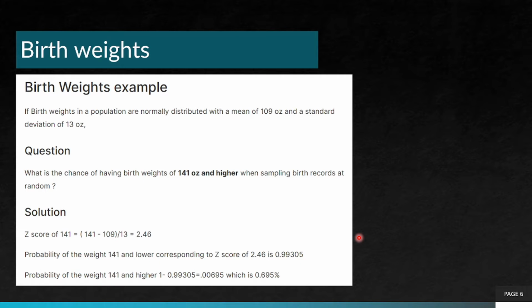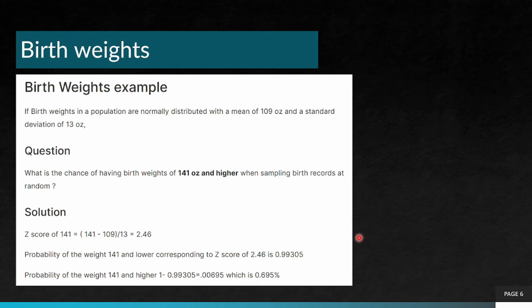So let's consider a birth weights example. If the birth weights in a population are normally distributed with a mean of 109 ounces and a standard deviation of 13 ounces, what is the chance of having birth weights of 141 ounces and higher when sampling birth records at random? The z-score of 141 is equal to 141 minus 109 divided by 13, so that is x minus mean by sigma, which is equal to 2.46.